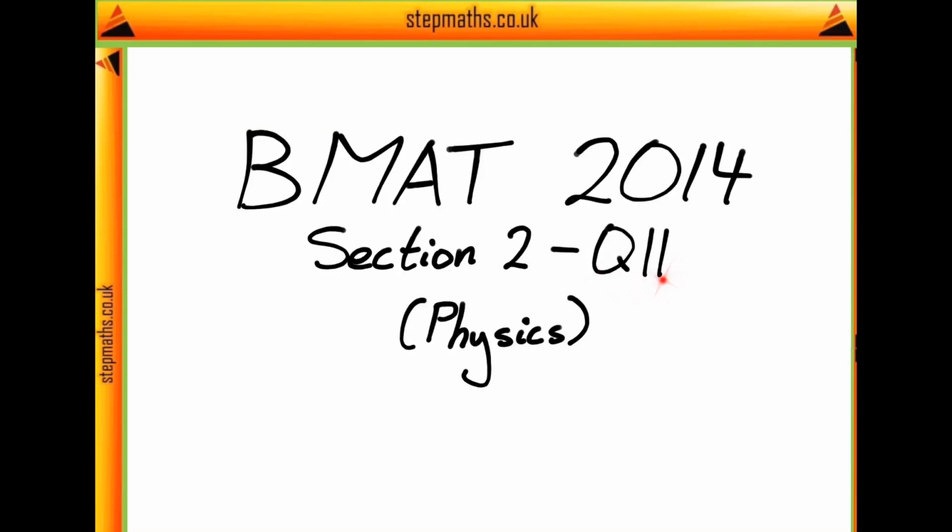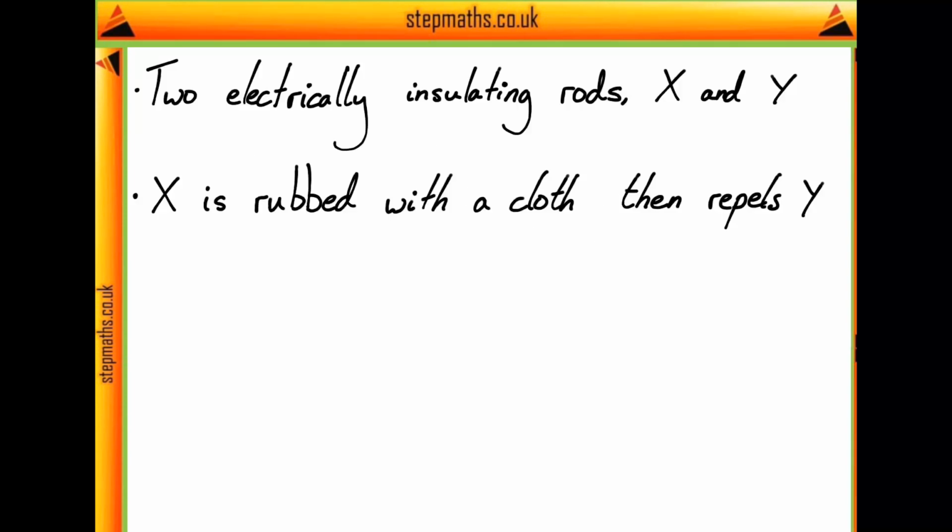Here we're going to look at question 11 from section 2 of the BMAT 2014 paper. In this question, we're told we have two electrically insulating rods, X and Y. We're told that rod X is rubbed with a cloth, and then after this it repels rod Y.